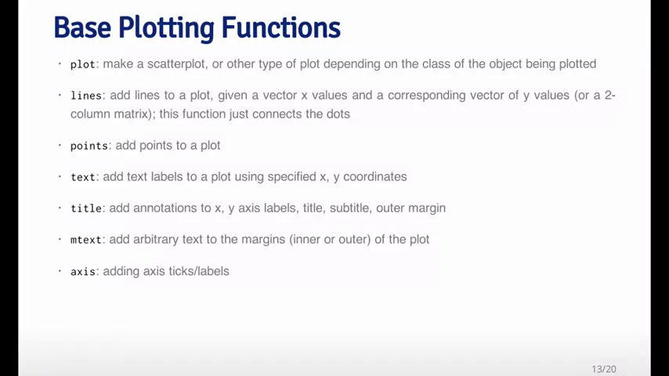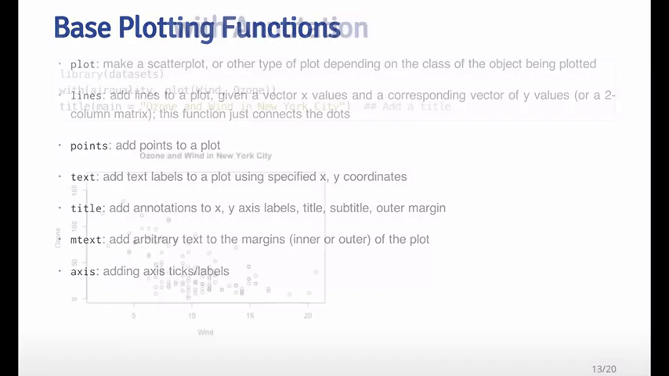Text adds labels, so you want to annotate the plot with text labels. Text can be used to add labels within the plot, and the title function is typically used to add annotations outside the plot, like X and Y axis labels, titles, and subtitles, and things like that. Mtext, the M stands for margin, is used to place text in the margins of a plot, both the inner and the outer margin. And the axis function is used for specifying the axis ticks.